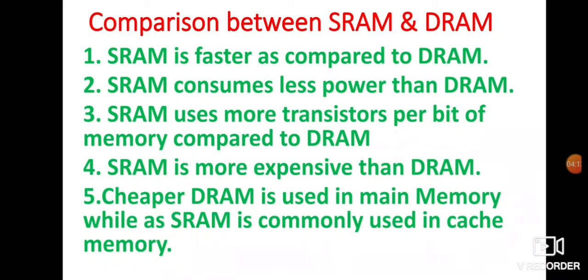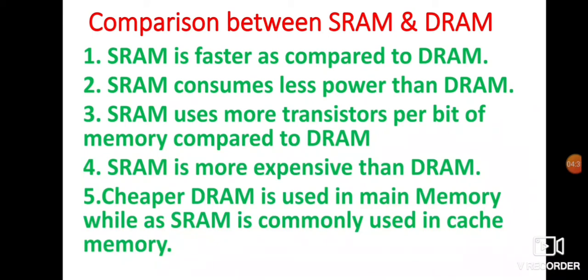SRAM is faster as compared to DRAM. The speed of static RAM is faster than that of dynamic RAM. SRAM consumes less power than DRAM. The power consumption of SRAM is lower than that of DRAM.